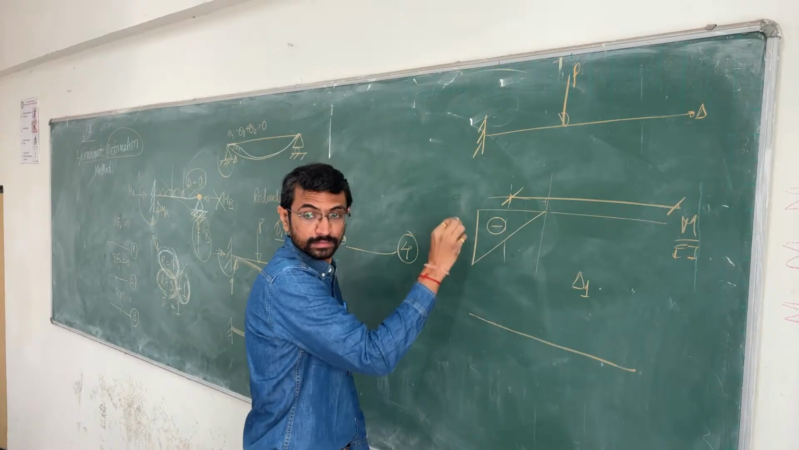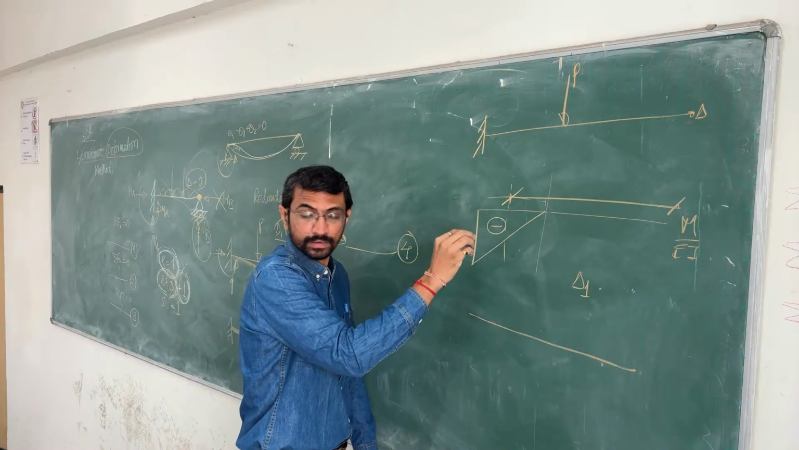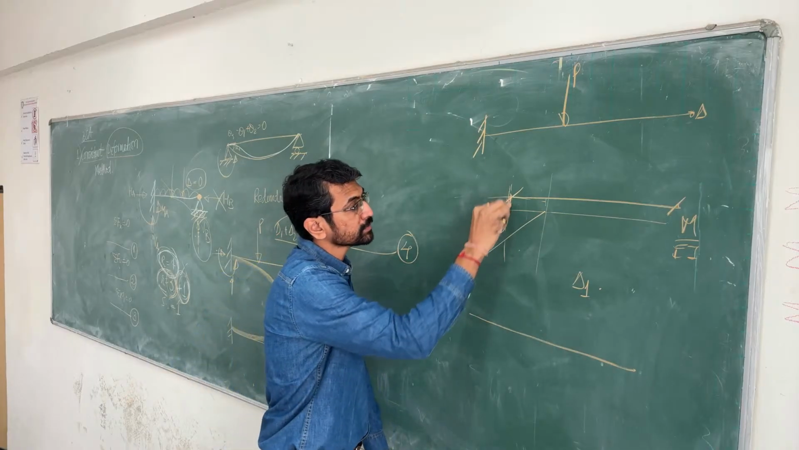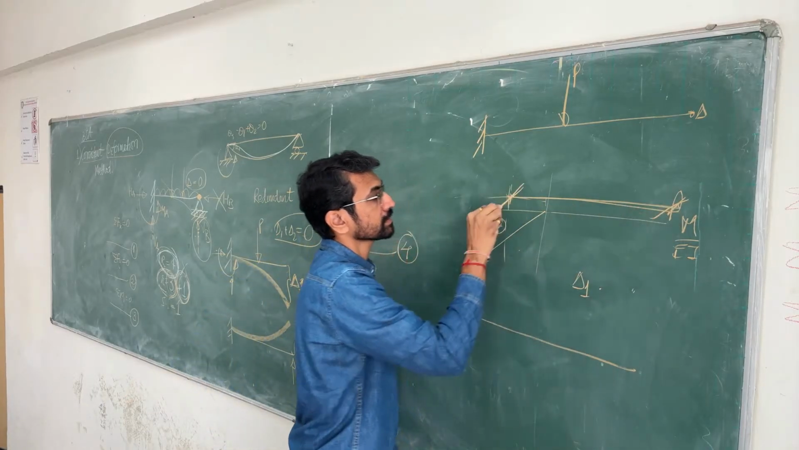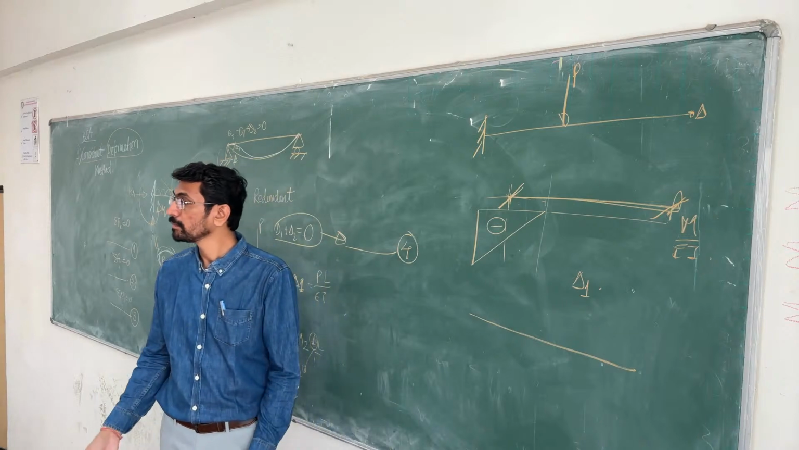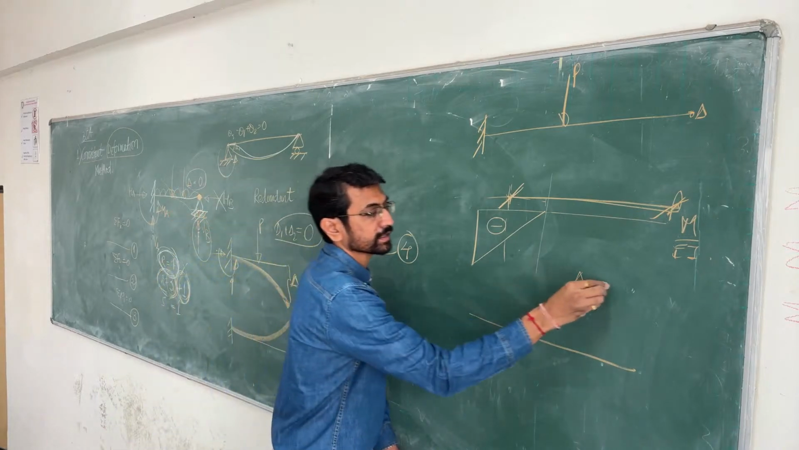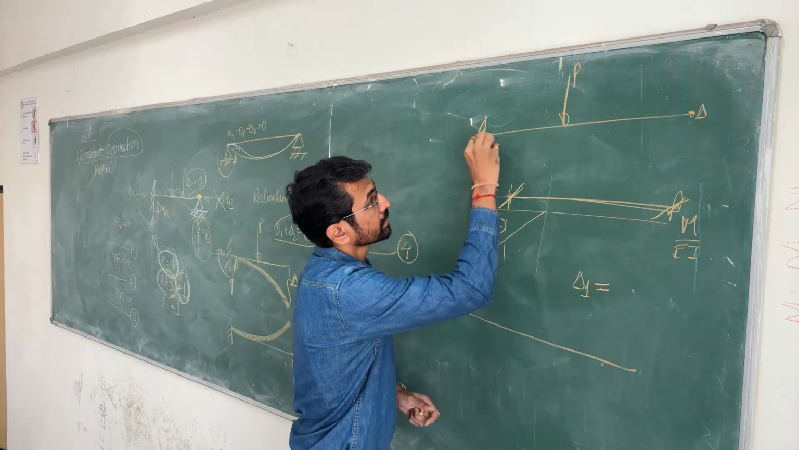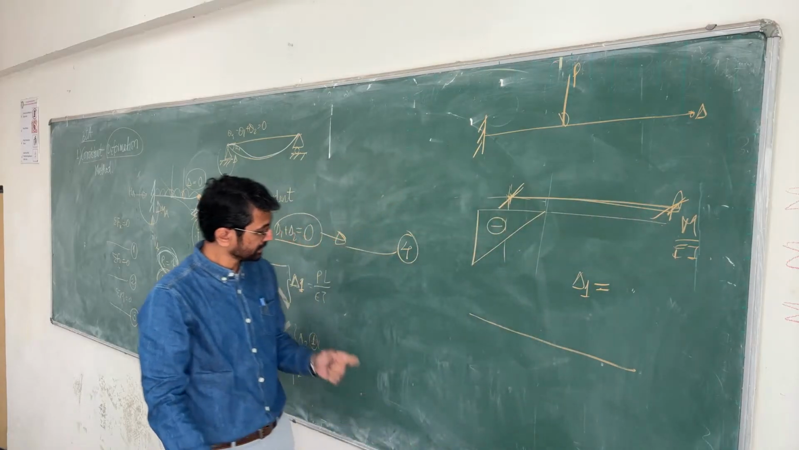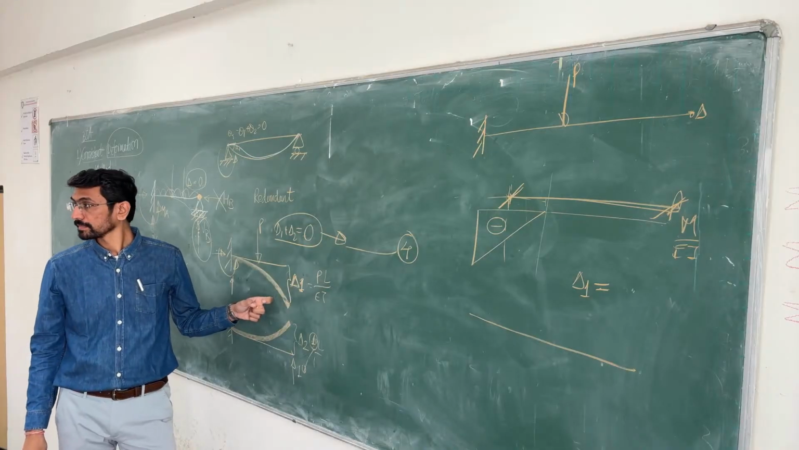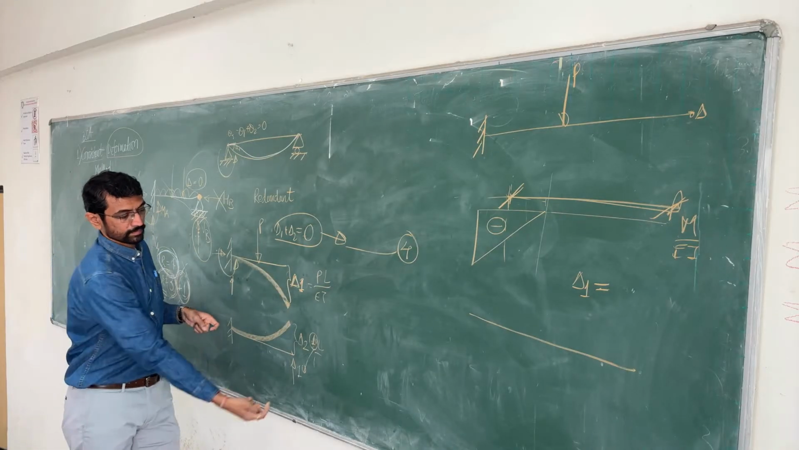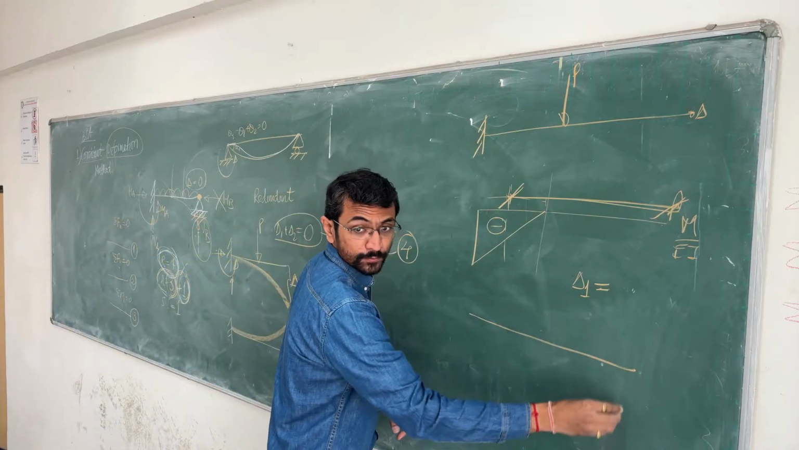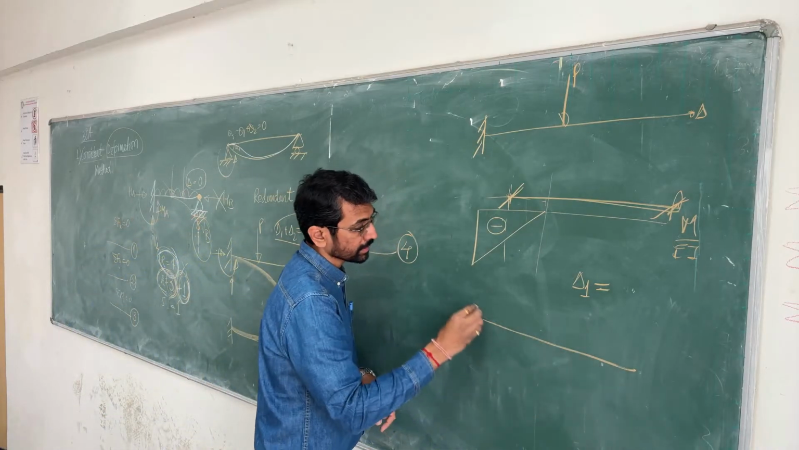This area, whatever value comes, it will be in terms of PL over EI into this perpendicular distance. It should be the moment area, right? That will be deflection, delta 1. Here delta 1, this delta. Again you are giving force, you are having a different beam in which you are giving this force, right?